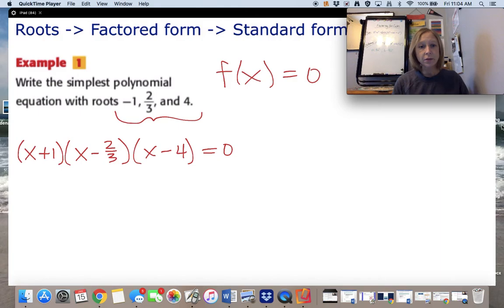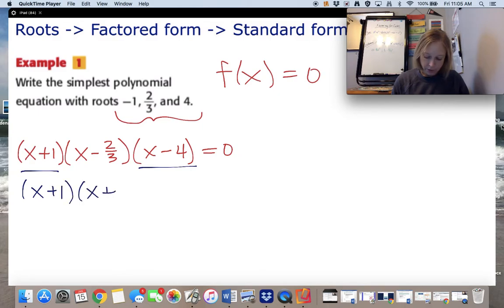Now I need to go to standard form. Well, that just means I have to multiply it out. Now we haven't done much of this because this is a skill from Algebra 1, but we'll do this here to review. So you want to multiply two of your binomials together. It doesn't matter which two you choose to multiply together first, so I'm going to go ahead and multiply these two together so I can avoid the fraction until the very end. So I'm going to multiply x plus 1 times x minus 4.